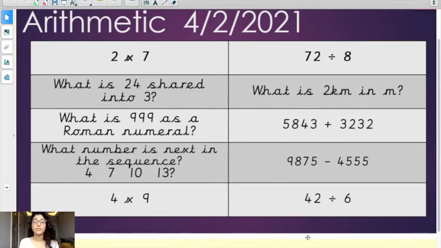5,843 plus 3,232, 9,875 take away 4,555. 42 divided by 6.